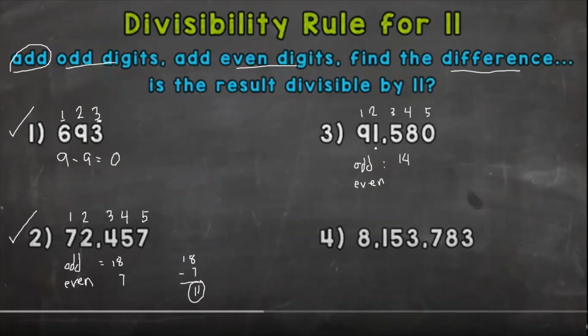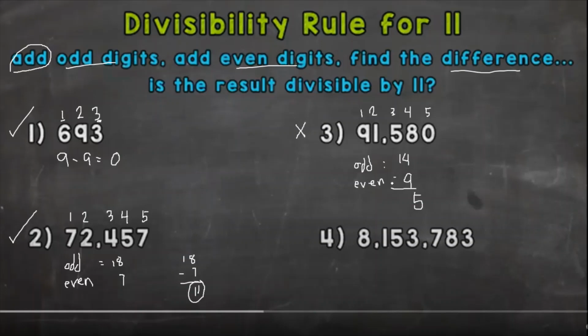Now, for the even numbers, we have here 1 and 8. 1 plus 8, the answer is 9. So let us now subtract. 14 minus 9. The answer is 5. Now, is 5 divisible by 11? The answer is no. Since 5 cannot be divided by 11, therefore 91,580 is not divisible by 11.